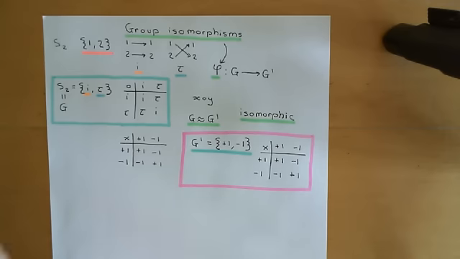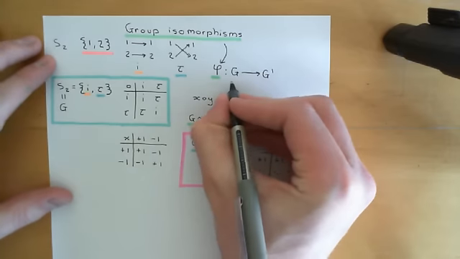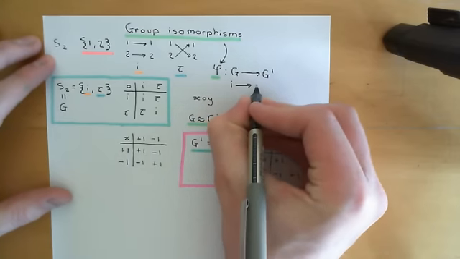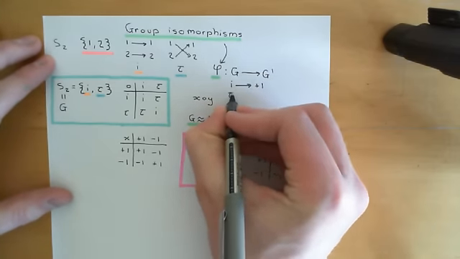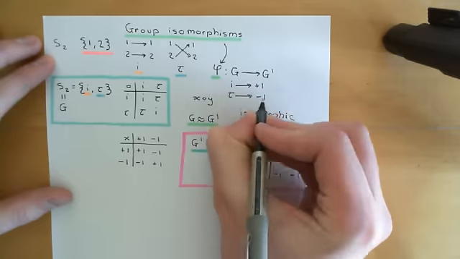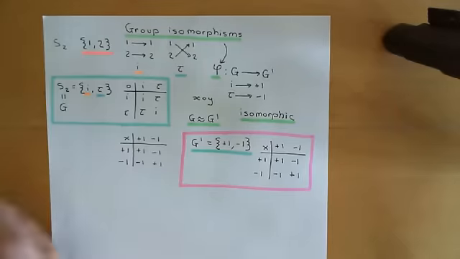Okay, so in this case, what was my isomorphism? I told you what my isomorphism was, even though I didn't use that terminology. I said let's relabel I with +1, and let's relabel tau with -1. Okay, that was my isomorphism in this case.